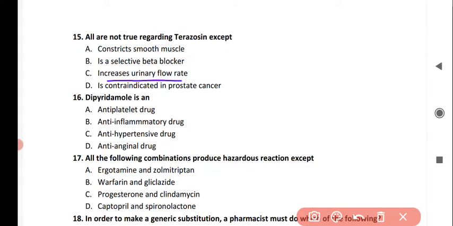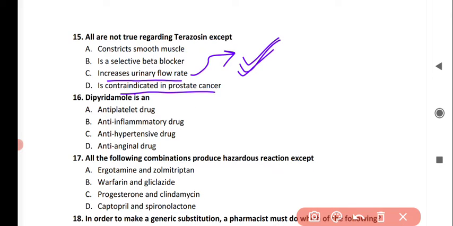Then the third statement is increases urinary flow rate. This statement is true. What will terazosin do? It simply relaxes the prostate muscles and opens the bladder outlet. That will ultimately result in an increase in urinary flow rate. So this statement is totally correct.